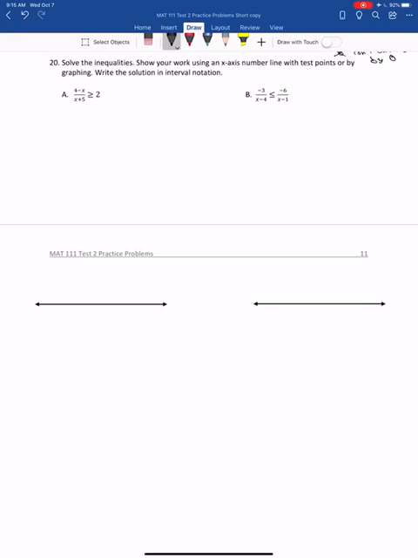All right, looking at our last couple examples, our last problem here, number 20, it wants us to solve the following rational inequalities. Show your work using the x-axis number line with test points or by graphing it. Write a solution set in interval notation. So what we're going to do is use the x-axis number line. So we're going to use a number line to show our solution set. And we can talk about it graphically too.